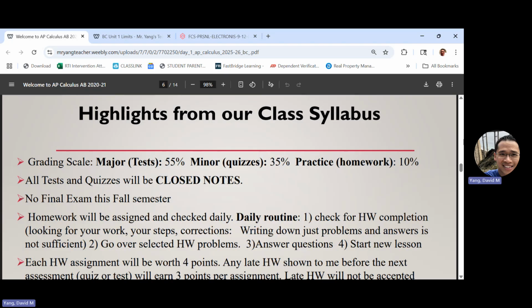So, homework will be assigned daily and also checked daily. The routine is usually I'll be walking around and just checking for completion. You're just going to flip through the pages of the homework, and I just want to see that you've completed it. It's really up to you to check your answers, to make sure you're keeping up and that you're understanding the topics. I may at the beginning of class go through some homework problems, but usually I'm going into the next lesson at the beginning and after I check homework.